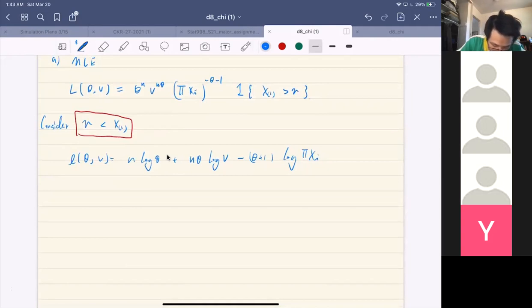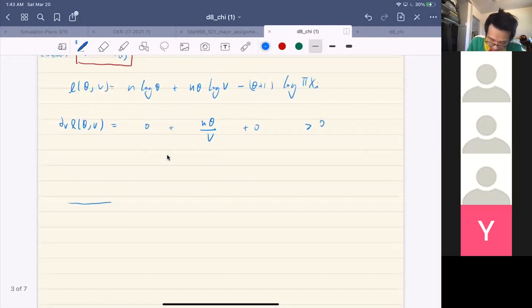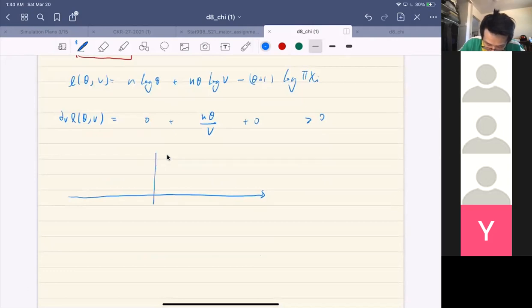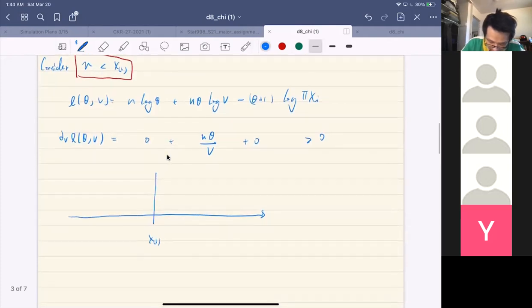So let's take the derivative with respect to v. You can figure out this is always positive. That is important because you can draw a graph. So here is S1 and the V. So the curve might look like this.